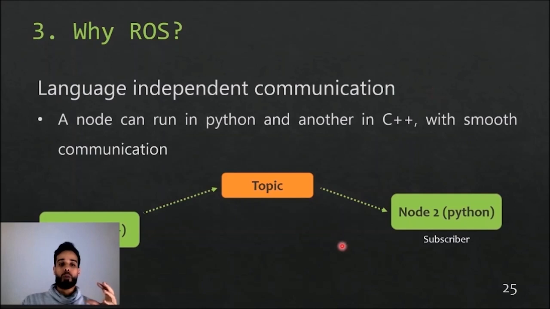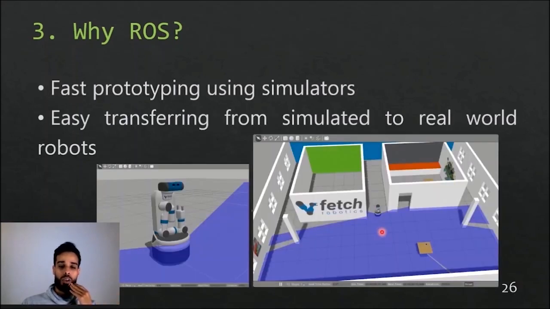Also, we use topics with the publisher-subscriber nodes here. For example, the first node uses C++ and the second node uses Python, and there's no problem. We don't have to care about the difference between the languages, because the message will get transferred by ROS, and ROS will transport this message through the topic in the same format. And this is a great thing. ROS also helps us with fast prototyping using simulators.